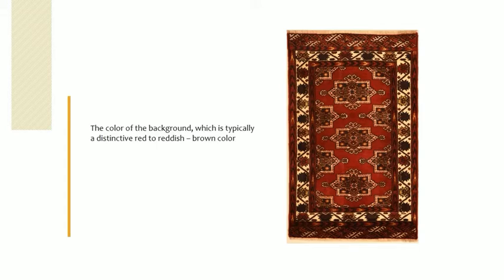The first distinguishing feature is the color of the background, which is typically a distinctive red to reddish-brown color. The second is that the rug pattern or layout is predominantly geometric. When the rug is fully laid out on the floor, you will be able to see the entire layout of the guls on the red or red-brown background.